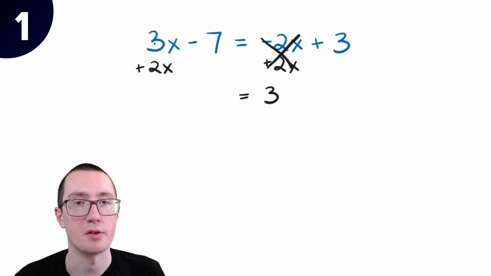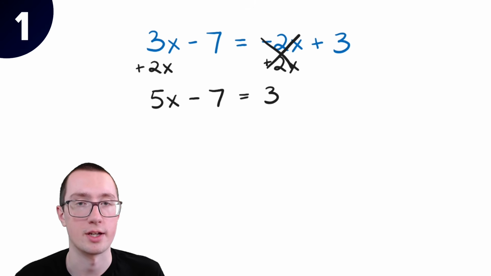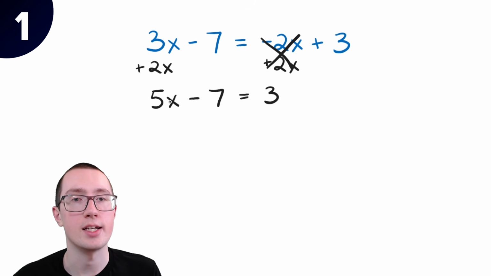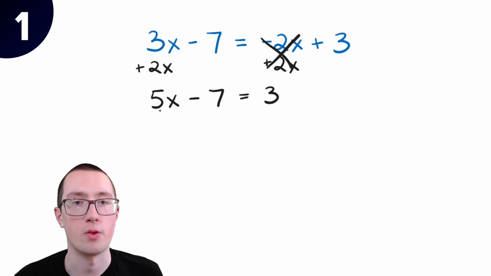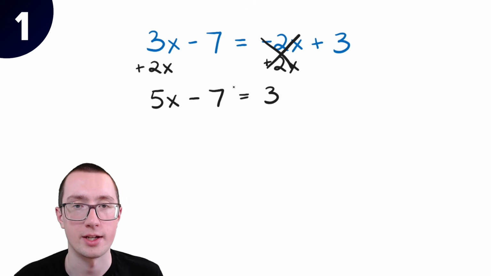And then on the right side, we have 3x plus 2x. 3 plus 2 is 5. And then the x is going to stay. And then we have this minus 7 here that isn't being touched, so we're going to leave it as minus 7. So now we just have x on one side of the equation, but we need to get x by itself. So that means we need to get rid of the 5 and the minus 7.